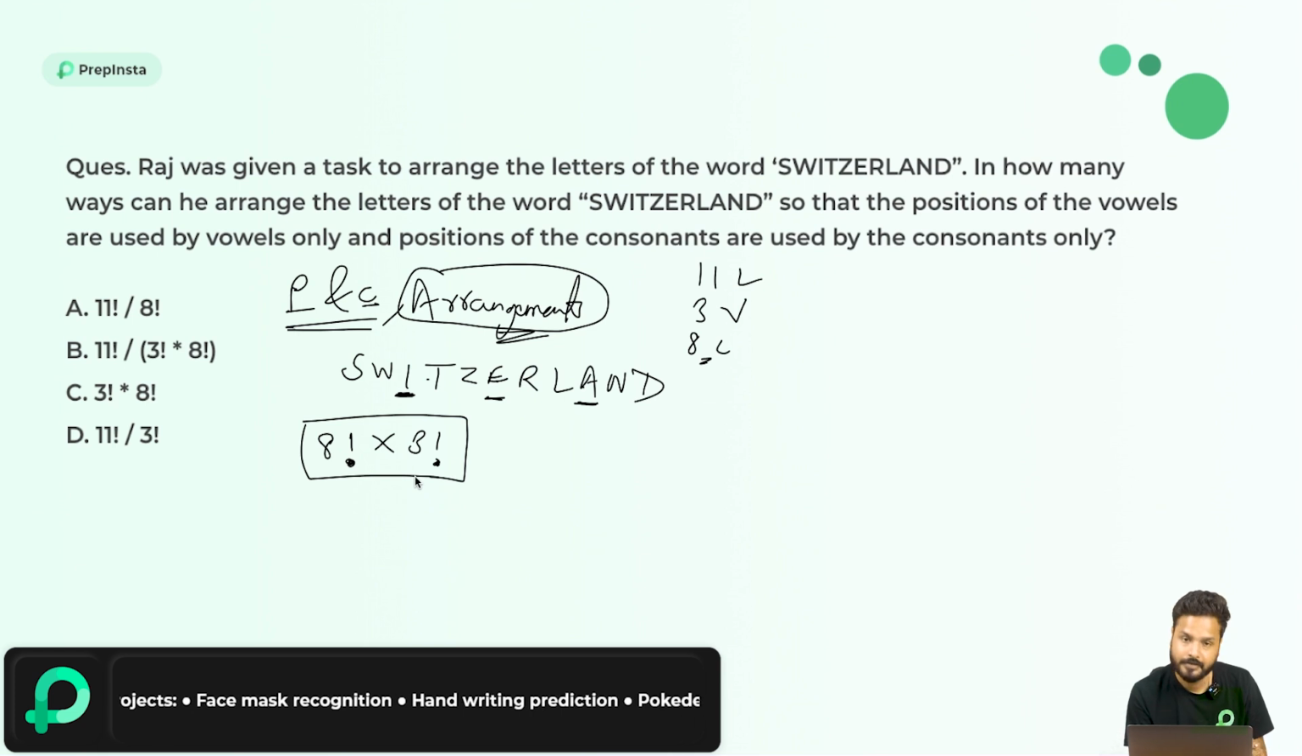Was I very quick? But that's the way you actually solve it. This takes hardly 5-10 seconds to solve this particular question. The answer is simply 8 factorial into 3 factorial. For those who are a little new, let me explain it to you.